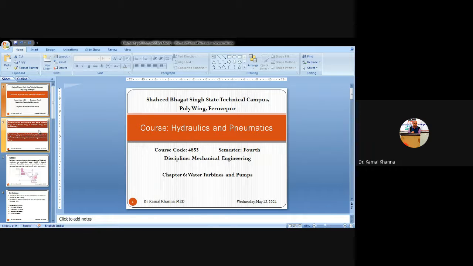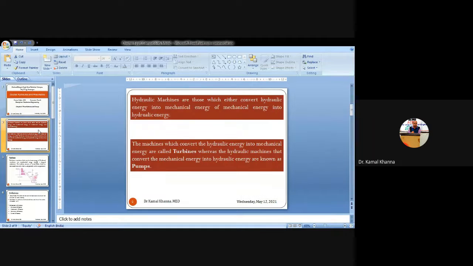So first of all, let's have a glimpse at the definitions of water pumps and water turbines. Hydraulic machines we have read in the previous chapter also. That is the machines that are either converting the hydraulic energy into the mechanical energy or the mechanical energy into the hydraulic energy. They are all called the hydraulic machines.